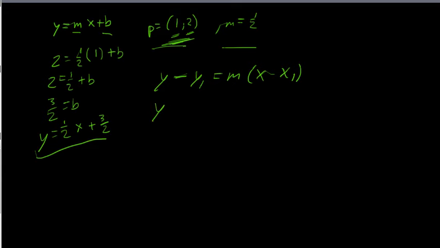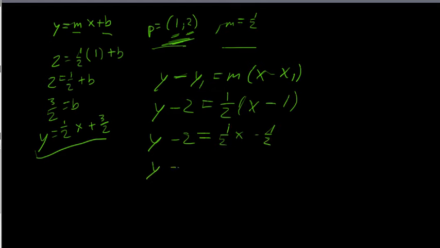So then we have y, and we're going to subtract our value of 2 here, equals 1/2 for our slope times (x minus 1), because our x1 value was 1. So then we're just going to rewrite it into slope-intercept form, and we're going to see what happens. So we have y minus 2 equals 1/2 x minus 1/2. So then we're going to add 2 to both sides to get rid of that minus 2 we already had: y equals 1/2 x minus 1/2 plus 2.